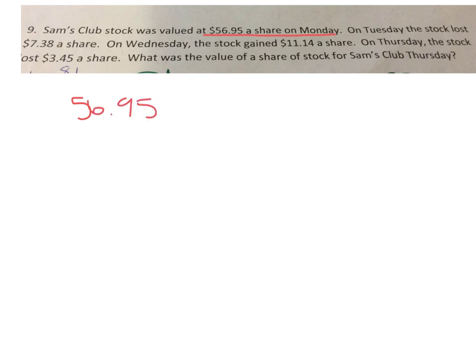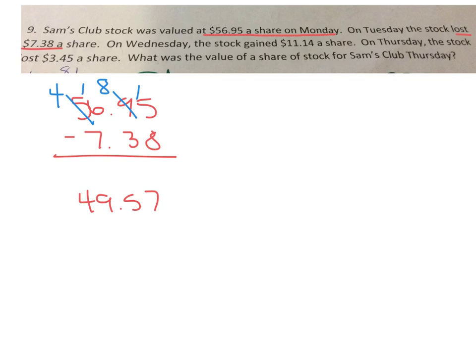And it says on Tuesday the stock lost $7.38 a share. Well, if I lose, I'm going to subtract. So I subtract $7.38. If you do this on the calculator, you get $49.57. Now, if you did it by hand, I'll show you how I did that too. So here, I would make this an 8 and borrow. Give that a 1. 15 minus 8 is 7. 8 minus 3 is 5. 6, I can't take 7 from 6, so I borrow from the 5 and make it a 4. Carry a 1. 16 minus 7 is 9, and then I have a 4 left.